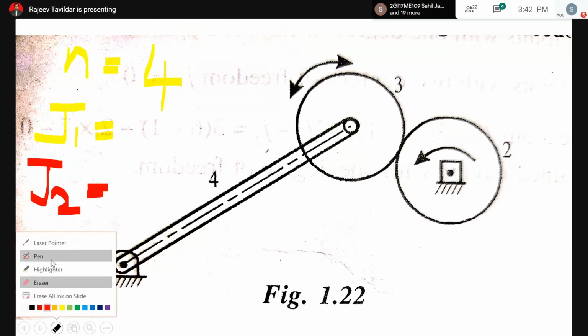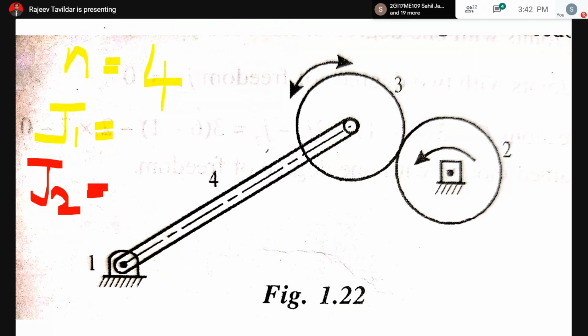So now I'll consider case 2, wherein it is rolling and sliding. Okay, we are talking about the connection between link 3 and link 2. At this point, I'm going to assume the condition now that it is rolling as well as sliding. So with this condition, let us see how the parameters change. Number of links will be as usual 4. We are not changing that. So number of links are going to remain same.